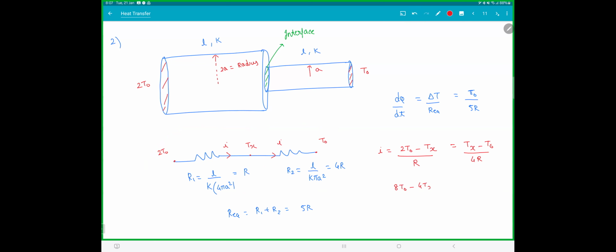8T0 minus 4Tx is equal to Tx minus T0. We get Tx is equal to 9T0 by 5. Check. Or you could have actually equated this here and you could have solved it. That also would work. Both are right. I would prefer this because without finding dq by dt, I can find current, heat, temperature at the interface. Clear, everyone?